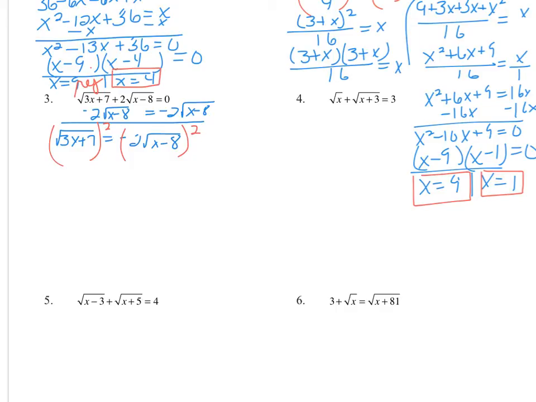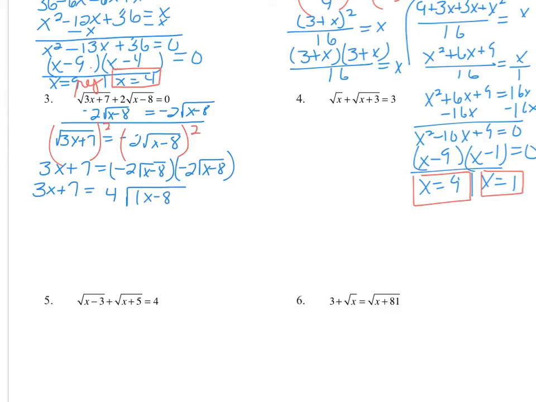Okay, so let's see what we have here. On the left, squaring and square root cancel out, so I get 3x plus 7. On the right, we end up with a negative 2 radical x minus 8 times a negative 2 radical x minus 8. Okay, so 3x plus 7 comes down again. Negative 2 times the negative 2 is a positive 4. Radical x minus 8 times radical x minus 8 is radical x minus 8, the whole thing squared.